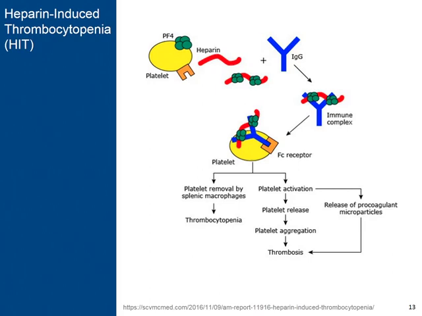And this is just a diagram of kind of what's going on. As I mentioned, this is an immune-mediated process. This immune complex occurs when the platelet factor 4 and heparin bind together. Platelets start to aggregate. Procoagulant particles are released, and this is what really leads to thrombosis and why heparin-induced thrombocytopenia is so concerning.